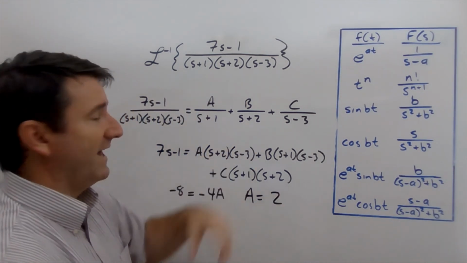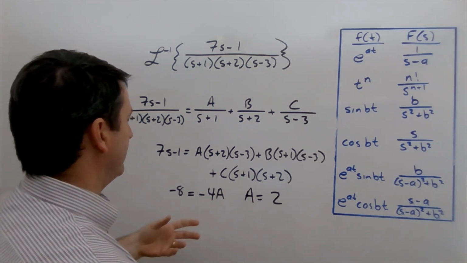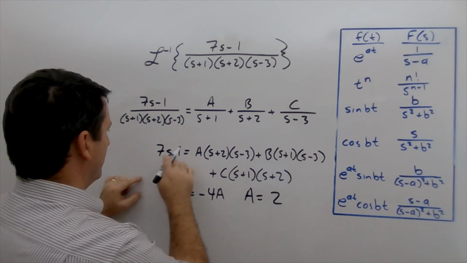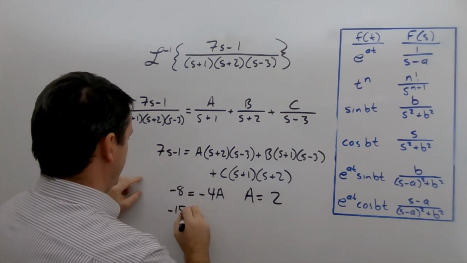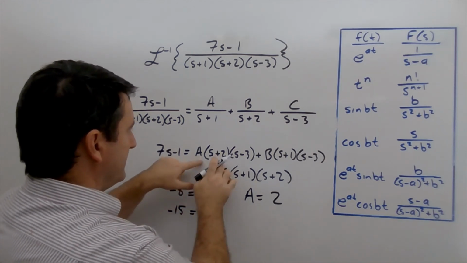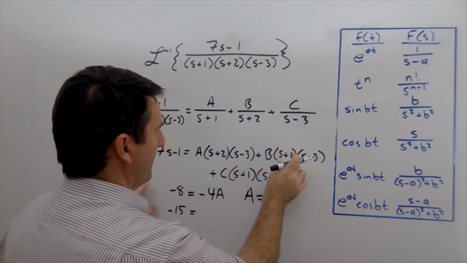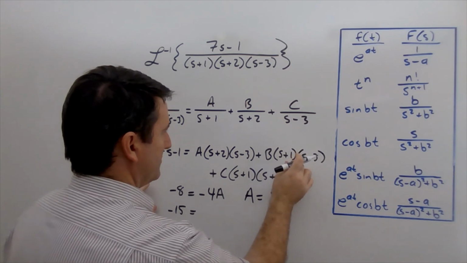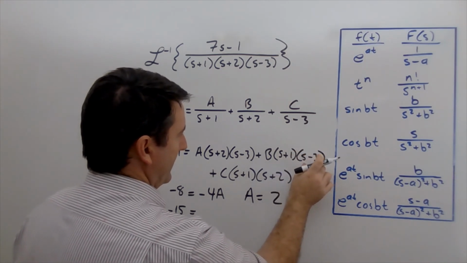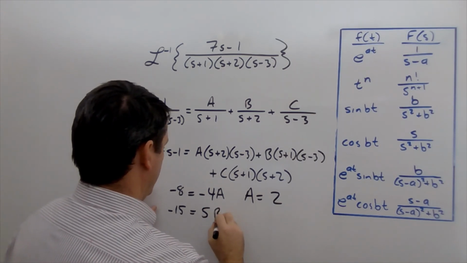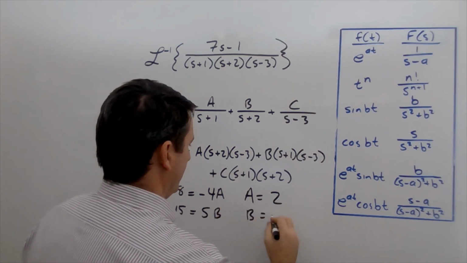Now let's do that for the next one. s equals negative 2. Negative 2 times 7 is negative 14, minus 1 is negative 15. This one's going to be 0. This will be 0. Over here we get negative 2 plus 1 is negative 1. Negative 2 minus 3 is negative 5, so this is going to be positive 5b. So b is going to be equal to negative 3.